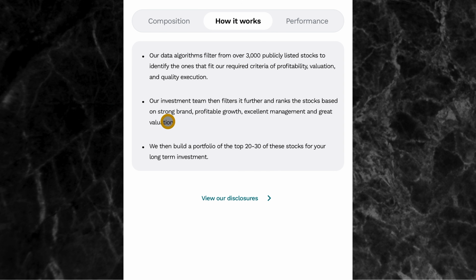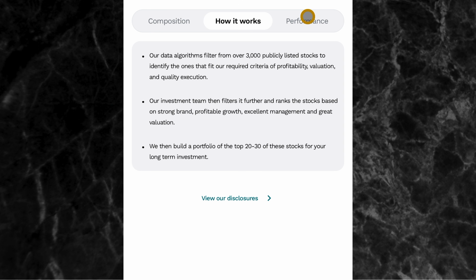And then it says right here that our investment team then filters it further and ranks the stocks based on strong brand, profitable growth, excellent management, and great valuation. And then number 3 says we then build a portfolio of the top 20 to 30 of these stocks for your long-term investment. So these are the steps they follow to pick the stocks to invest in.